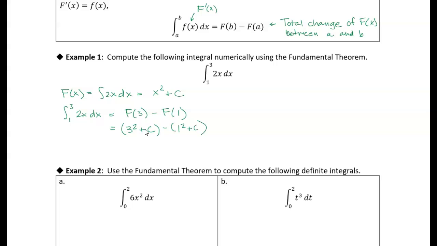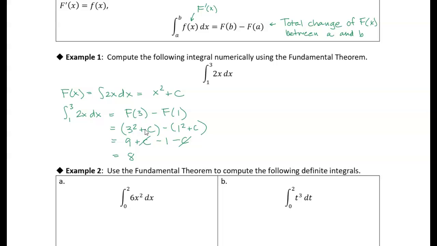Okay, now let's just simplify that. So we get 9 plus c, and I'm going to distribute the minus sign here. So I get minus 1 minus c. And you can see here that the c's cancel out, right? So we're just finding the change in the value of the function, and we end up with 8. And that's always going to happen. If you have an antiderivative that has plus c in it, which it should, when you evaluate a definite integral, those c's will cancel out. Okay, so the answer is 8.